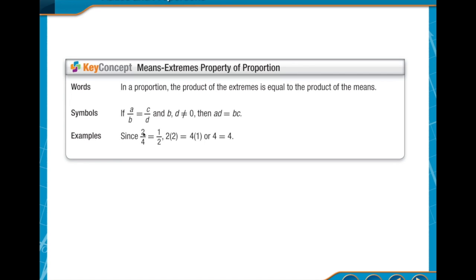So an example, if you had 2 over 4 equal to 1 over 2, 2 times 2, this cross product, would be equal to 4 times 1. And you can check that. 2 times 2 is 4, and 4 times 1 is also 4. So a cross product will always help you to solve your proportions, get rid of your fractions, and then solve and get a number that you can easily work with. So we'll use this rule to help us solve these proportions, and we'll see some examples coming up.